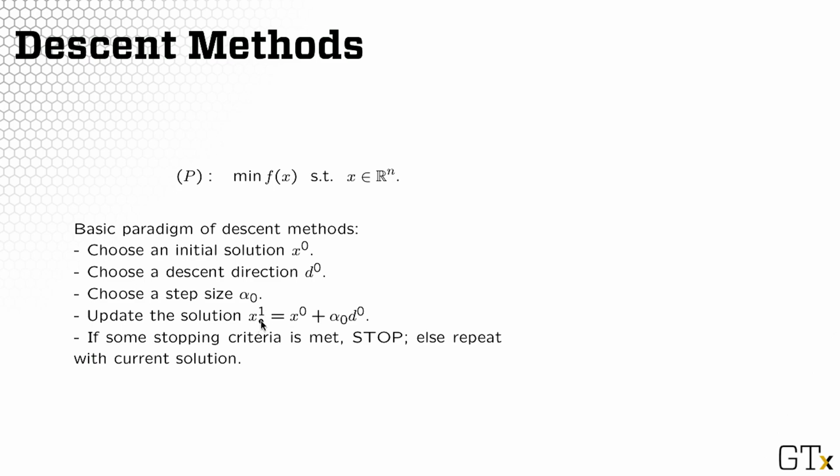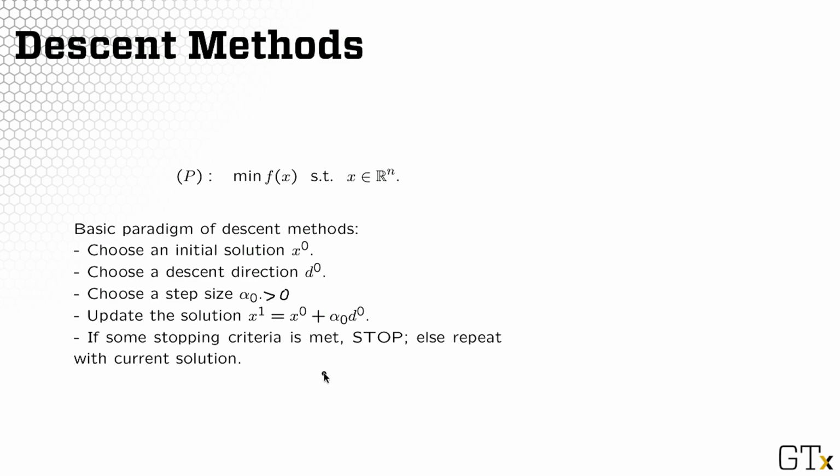The new point is going to be x1, which is x0, the old point, plus alpha. Here, alpha is a scalar. That's a step size, which is non-negative. So we have to say that this is a non-negative scalar. And we move along the direction d0, right? So this is a vector. And we keep repeating this loop until some stopping criteria is met.